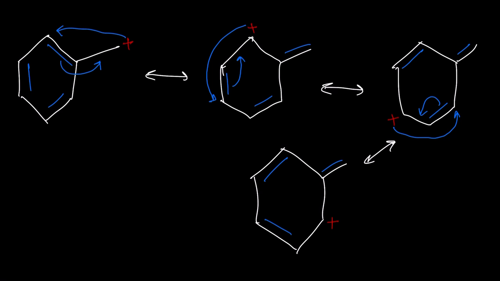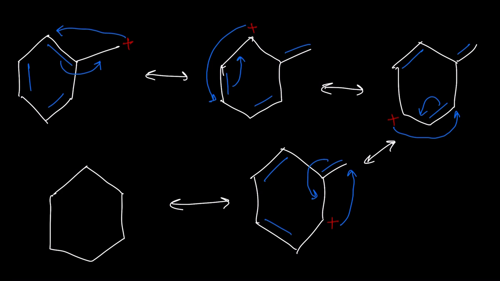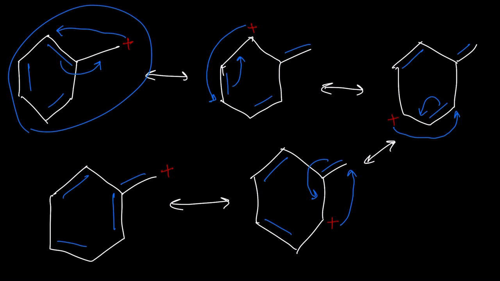Now, if you do want to draw one more, you can. But then what you end up with is the positive moves up here, and then these electrons move one down over here. And what you're left with is essentially the same structure that we began with, except that the double bonds are just shifted.